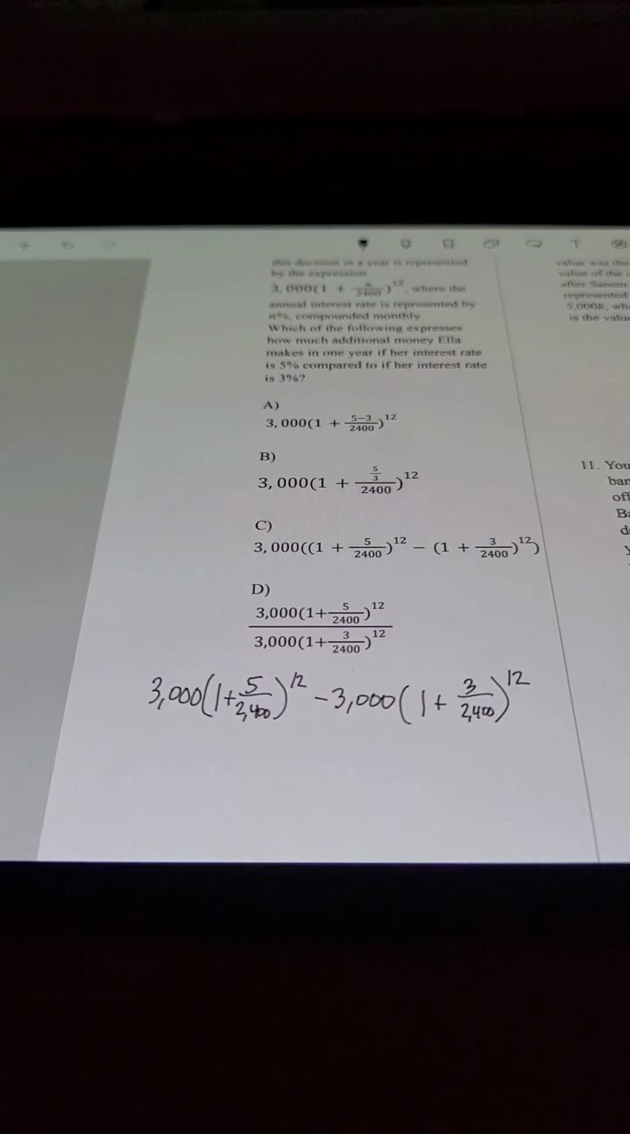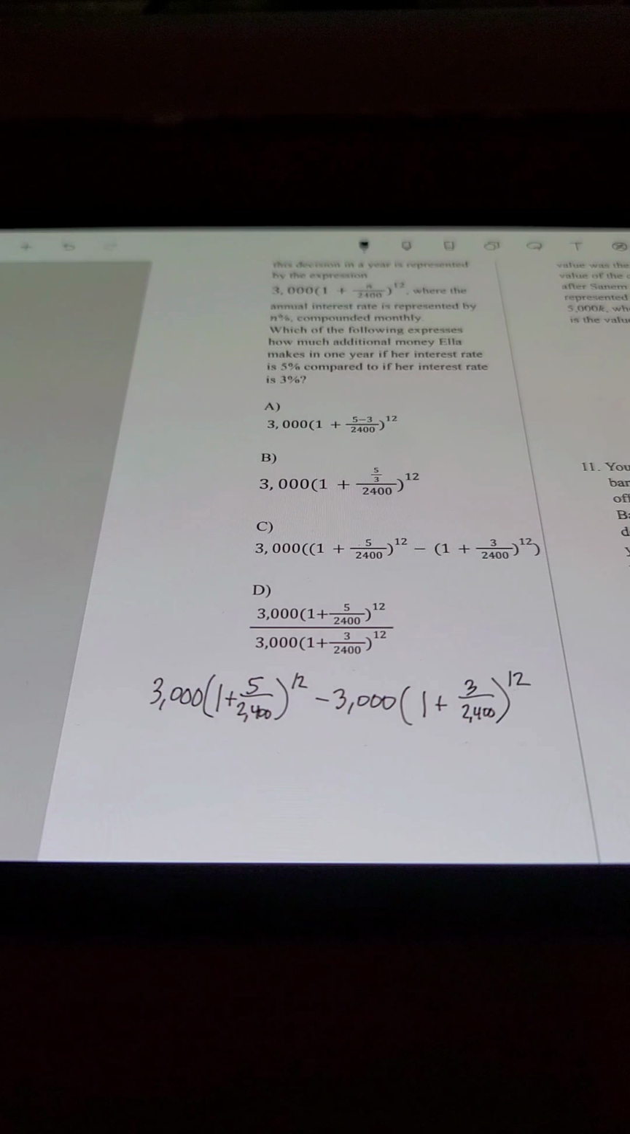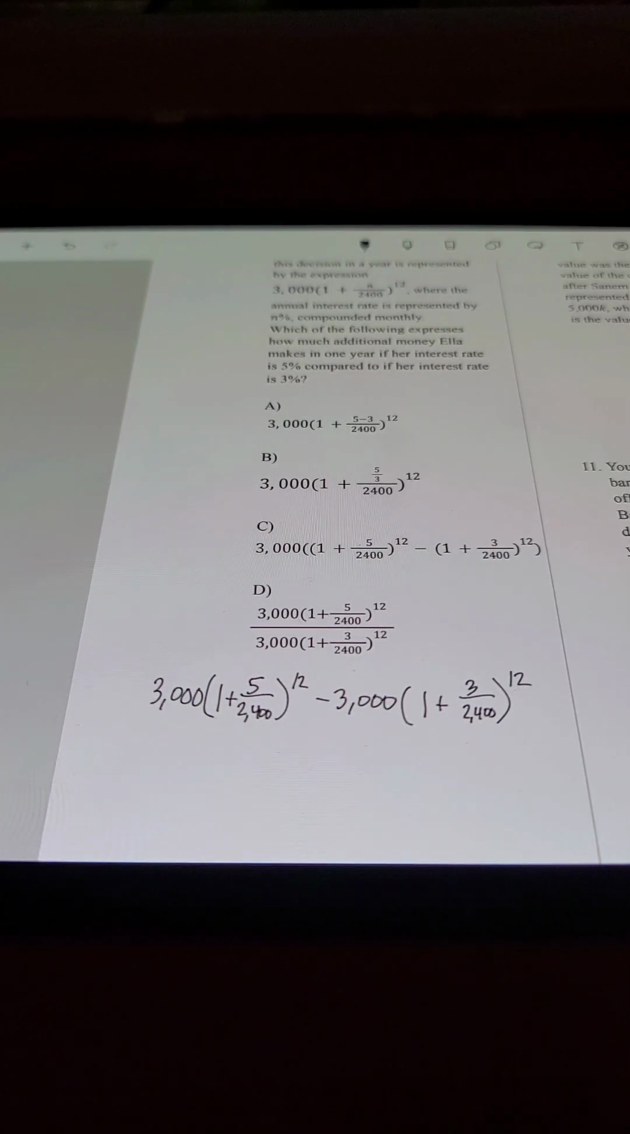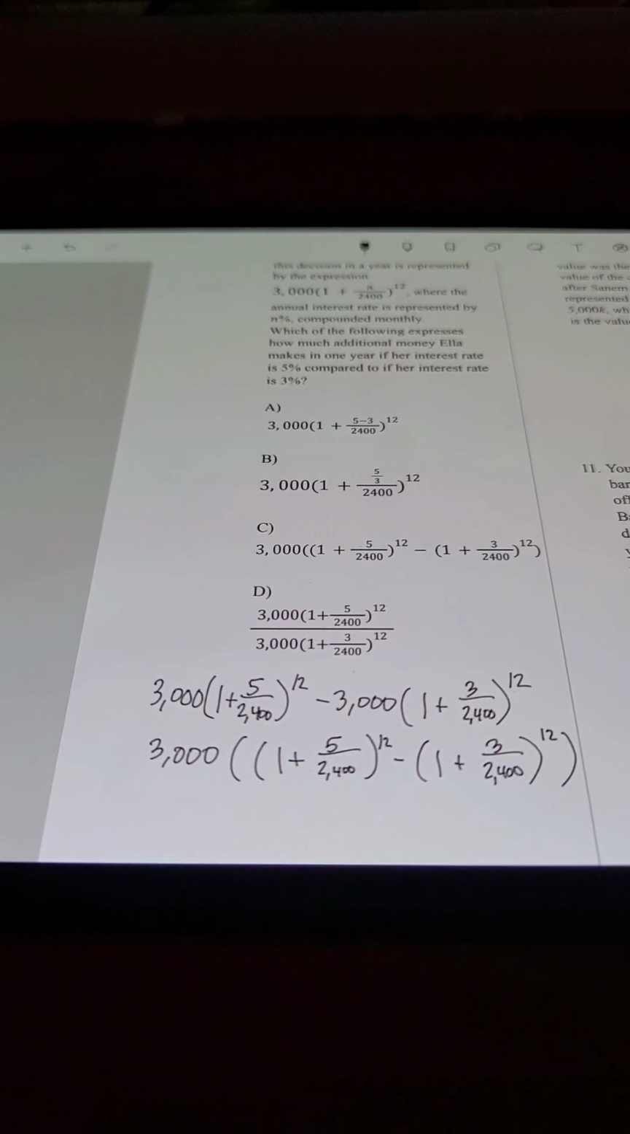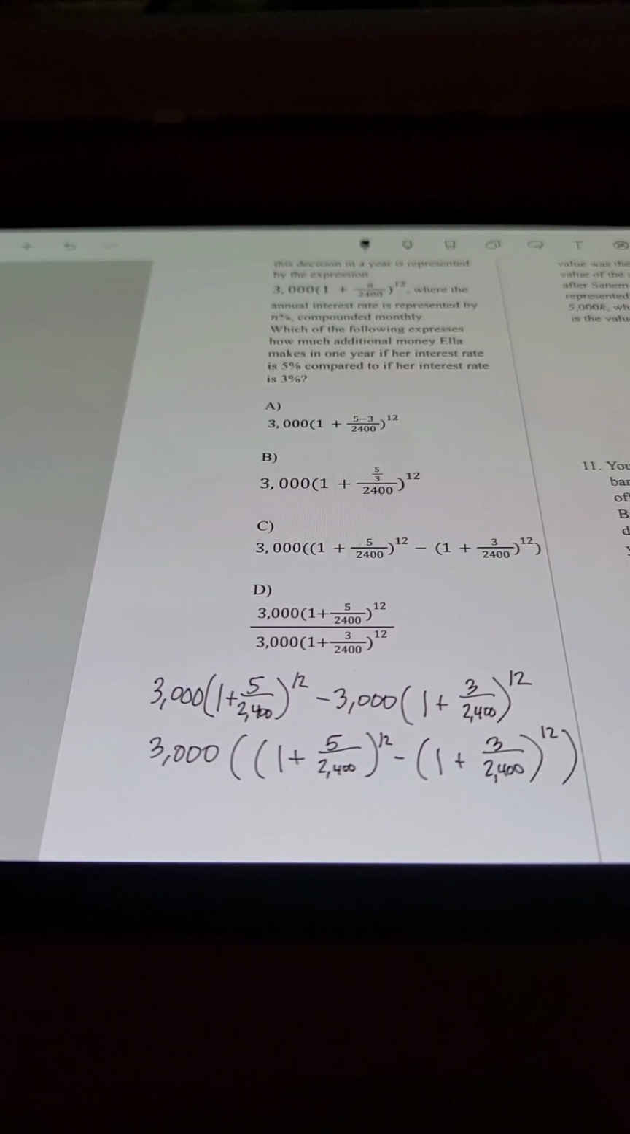And as a reminder, this is the expression. So I see a greatest common factor of 3,000 that I can take out. And when I do that, it looks like this, which happens to be answer choice C. So that is your answer.